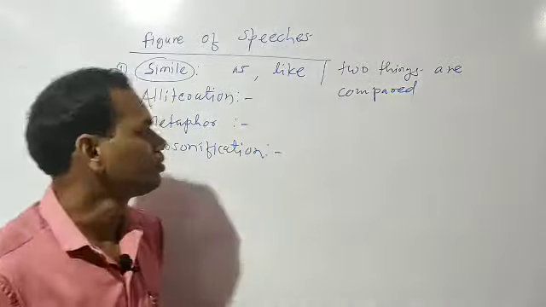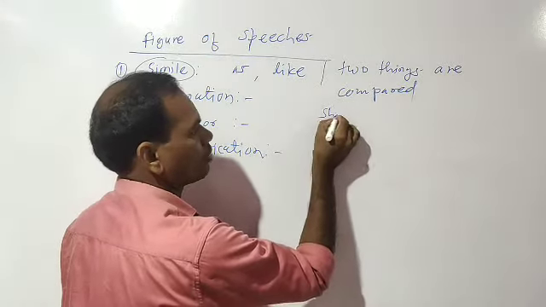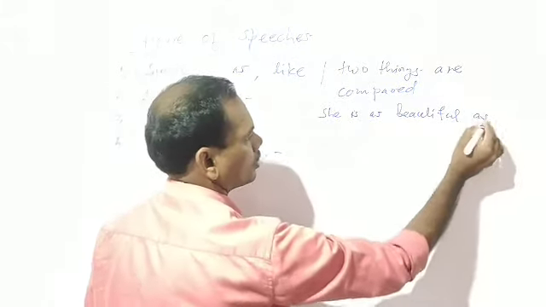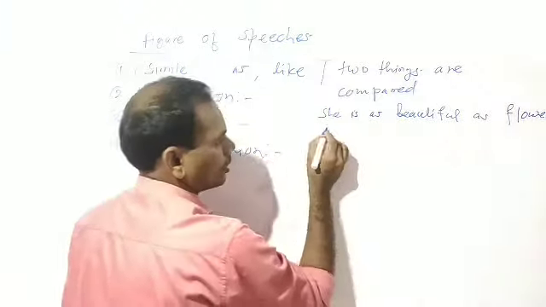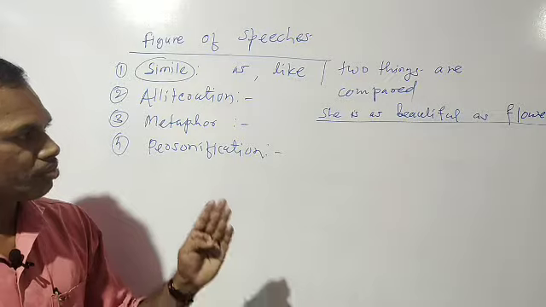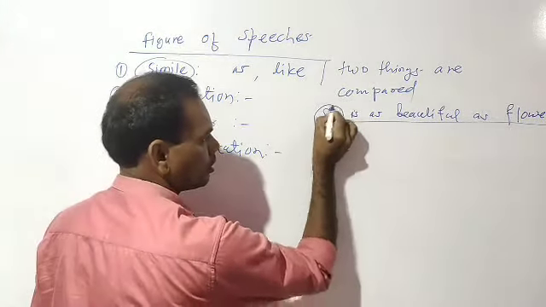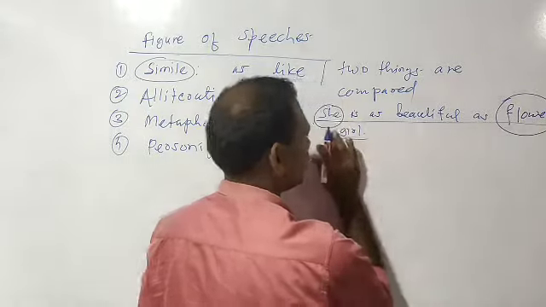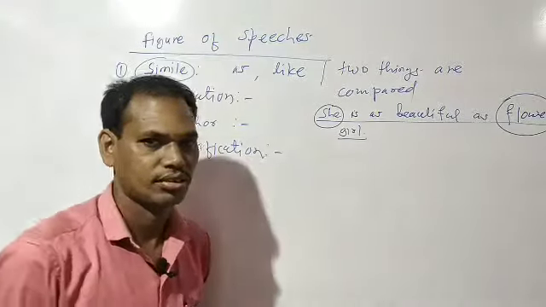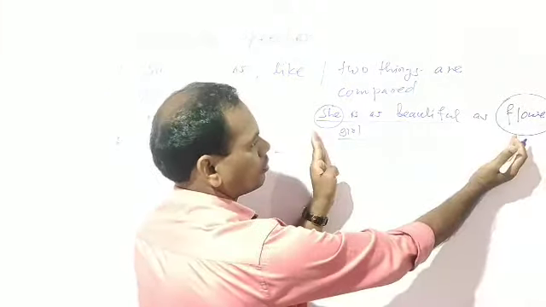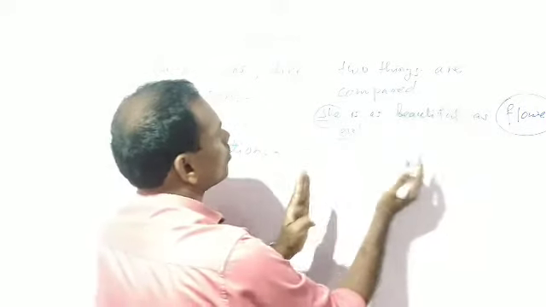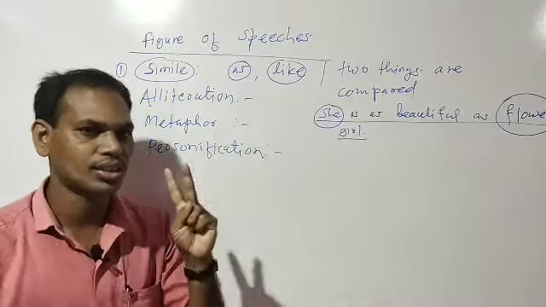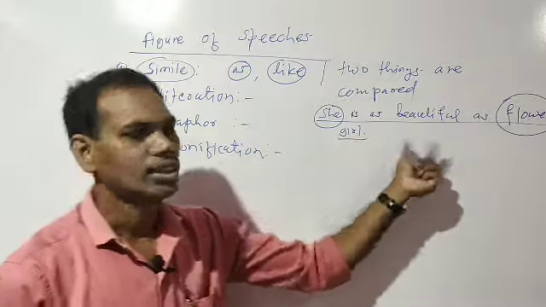So see, one example I give of simile. For example, she is as beautiful as a flower. See this line: she is as beautiful as a flower, right? Here she means a girl and a flower, a sort of flower. Here girl is a different class and flower is a different class. Such a comparison is found in simile, and the two nouns are compared with the words like and as. One of these two words is compulsory in simile, right?